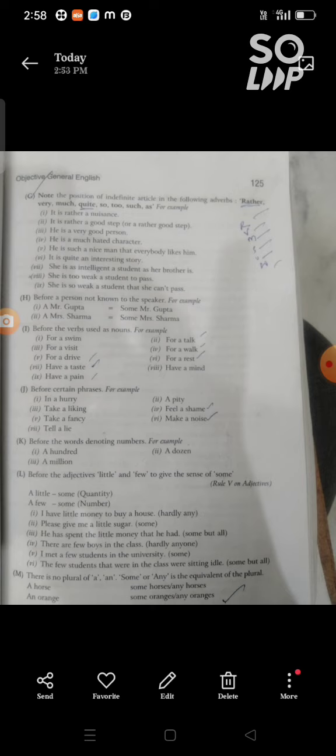So little, few, they are all adjectives. Actually they are adjectives. Before that, when we use an indefinite article, they give the positive meaning. When we don't use any indefinite article, they give the complete negative meaning. That we understand. Okay?